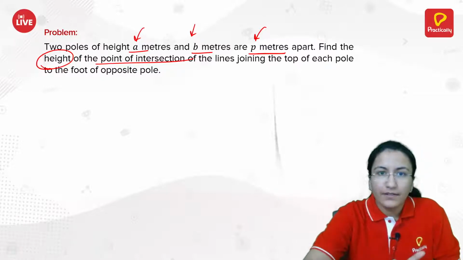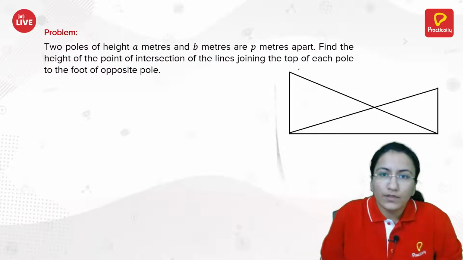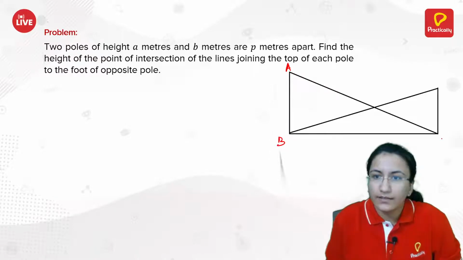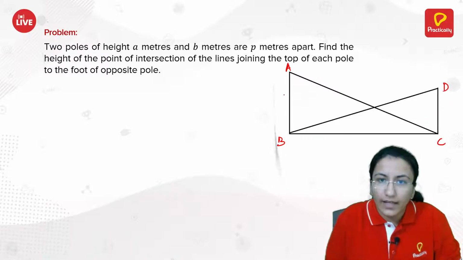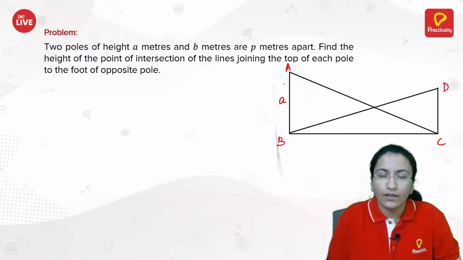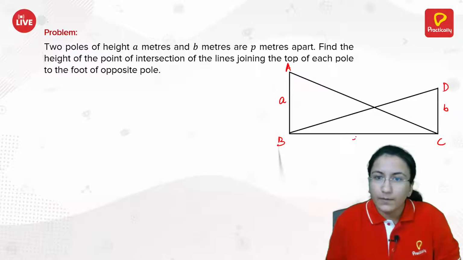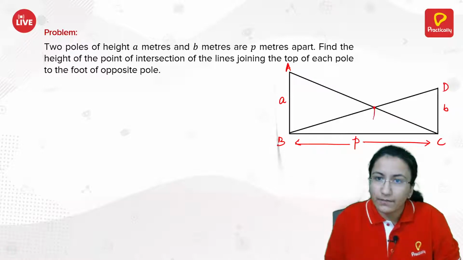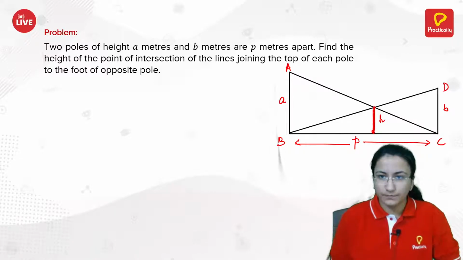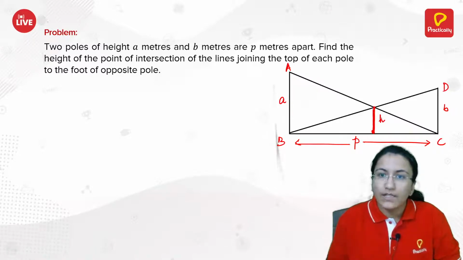Okay, so we have its figure something like this. Suppose this is AB, and this is CD. AB and CD are two poles, and AB has height A meters, and suppose DC has height B. It is also given that they are P meters apart, so this length would be P, right? We need to find the height where they are intersecting. Suppose this height is H. So we need to find H.